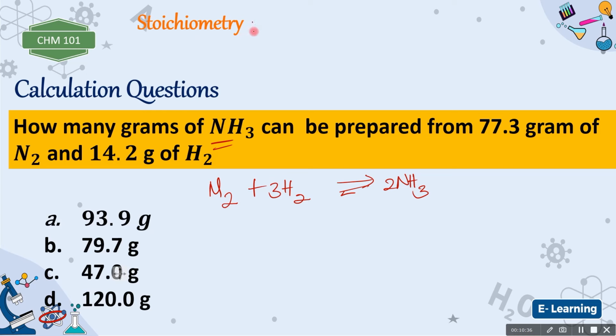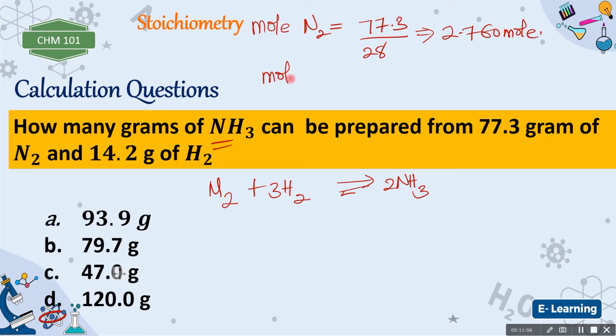Let us now calculate the mole of N2, which should be 77.3 divided by molar mass. Nitrogen is 14 times 2 is what? 28, which will give us 77.3 divided by 28 was 2.760 mole. So this is the amount of mole of N2.